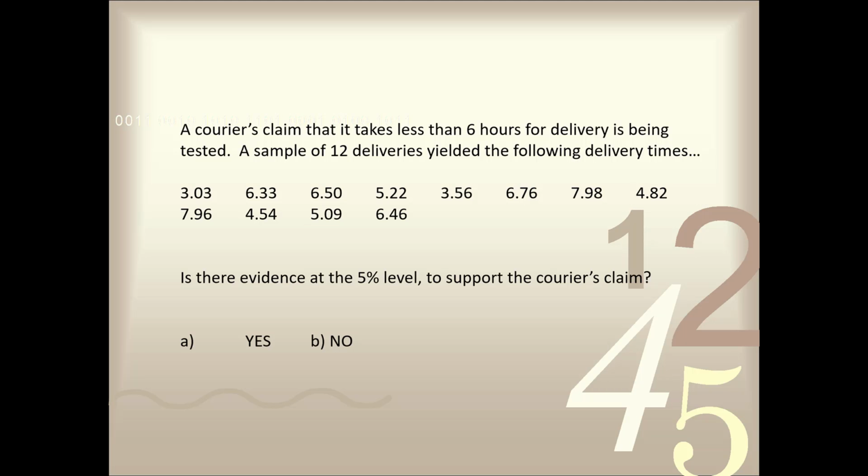Is there evidence at the 5% level of significance to support the courier's claim? Either yes, we do have evidence for the courier's claim that it's less than 6 hours, or no, we didn't find enough evidence to support the less than 6, and we basically are going with the null. If I'm choosing A, yes here, that means I found evidence for the alternate hypothesis. If I'm choosing no, then I didn't find evidence for the alternate, so I'm going with the null.